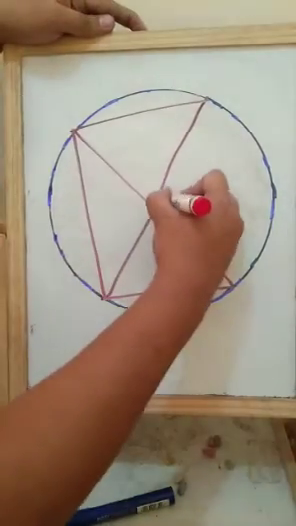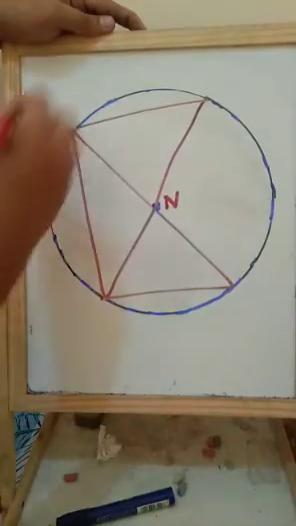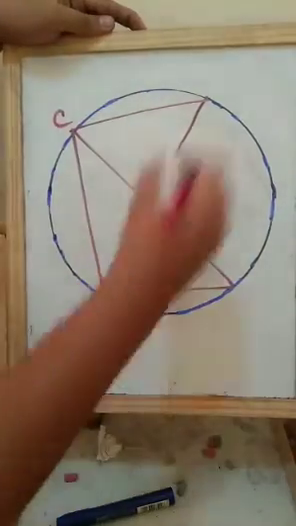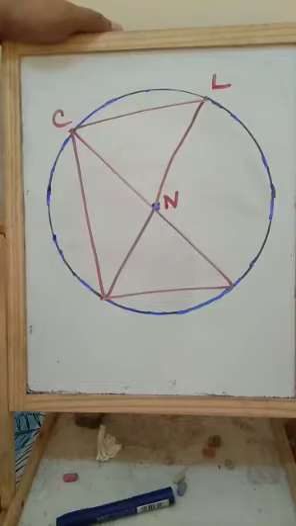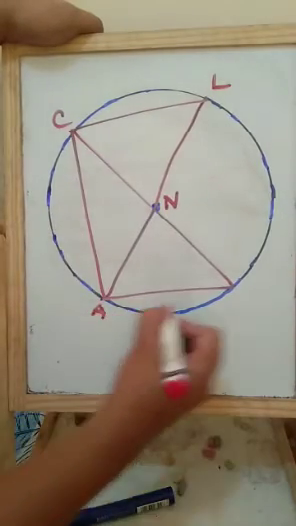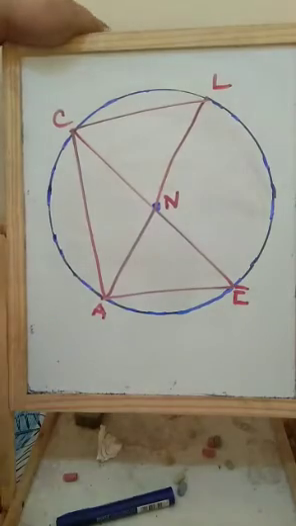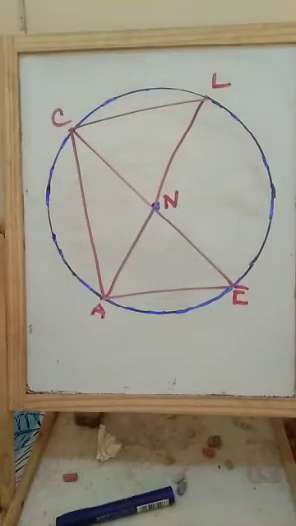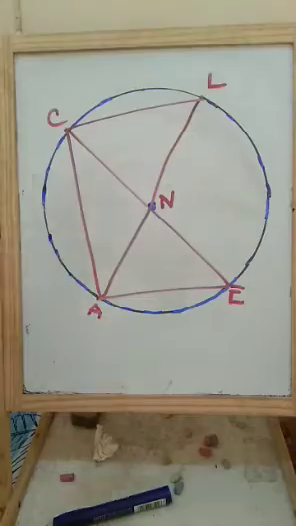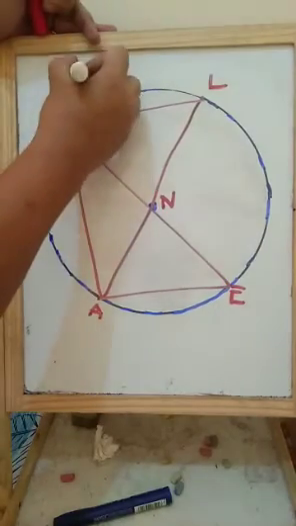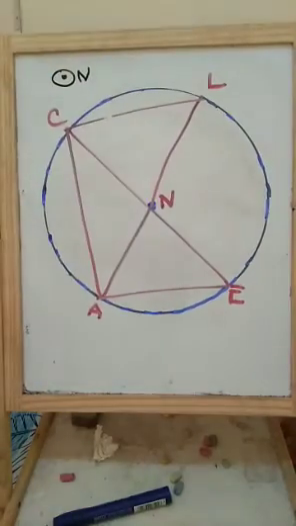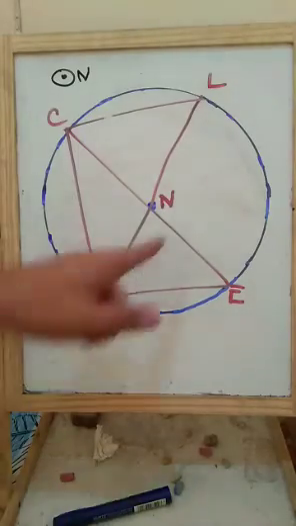Okay, so this is N, this is C, this is L, this is A, this is E. Okay, yan. And then, let's name this circle as circle N, indicating that your center is at point N. Okay, so observe lang natin to ha. Yan, let's have this particular figure here. So, your center is at point N.